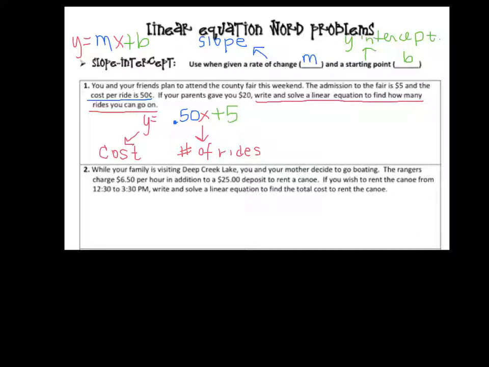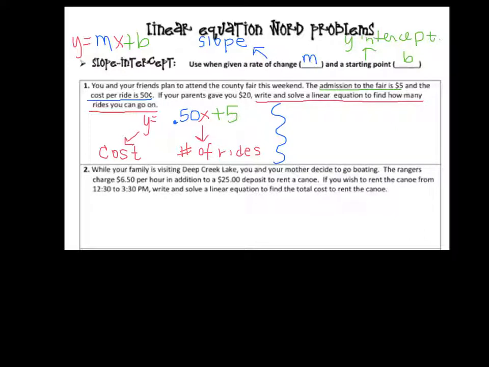And that's your dependent variable, okay? Because it depends on how many rides you ride, how much money you're going to spend. All right, so they gave us some more information in here. They told me that the parents gave you $20. So if your parents gave you $20, then that's the most you can spend, obviously.